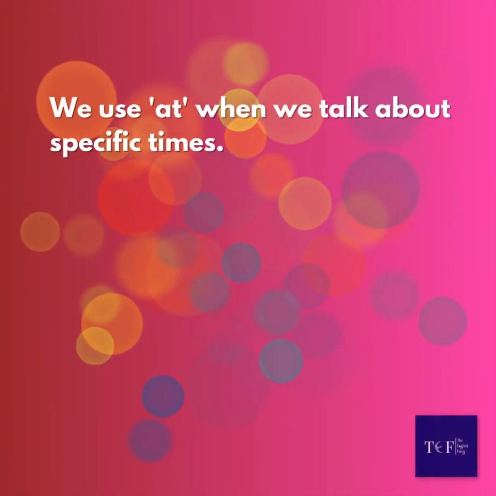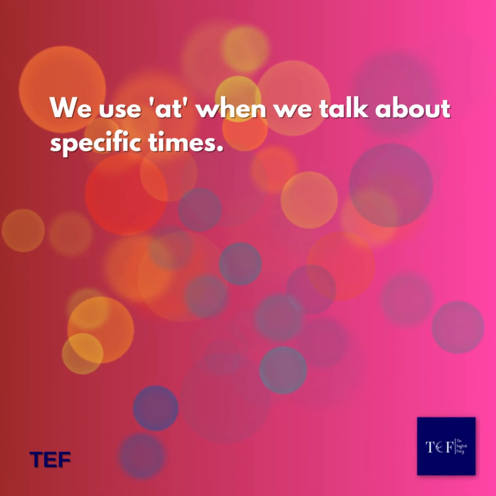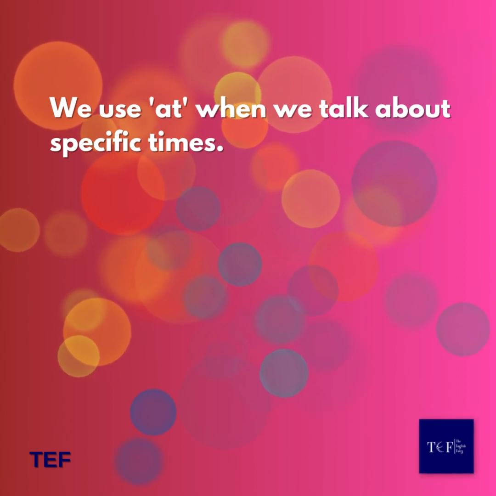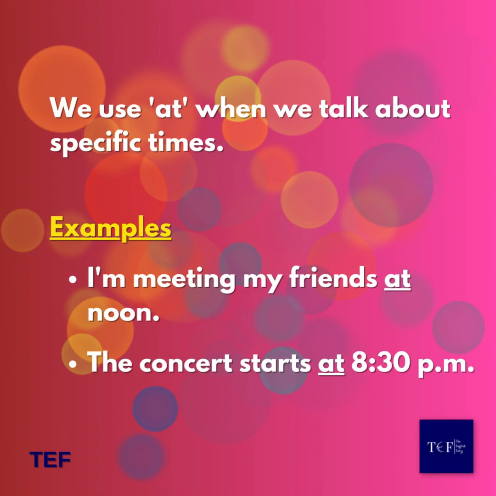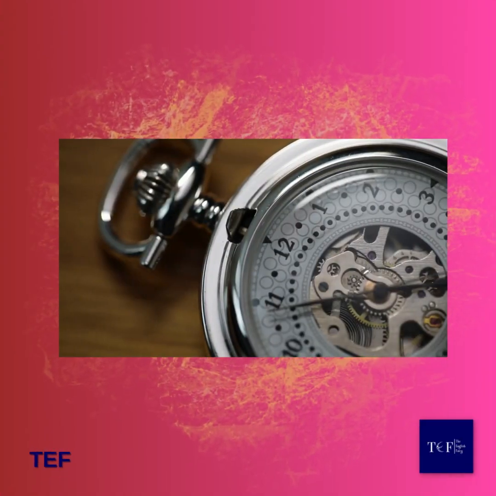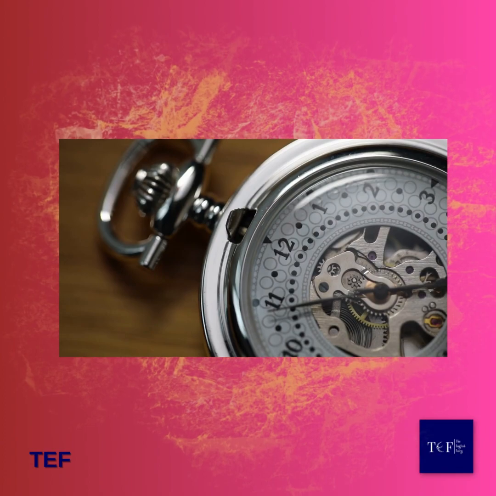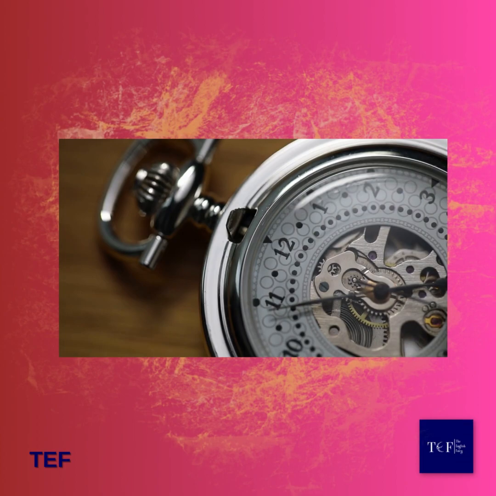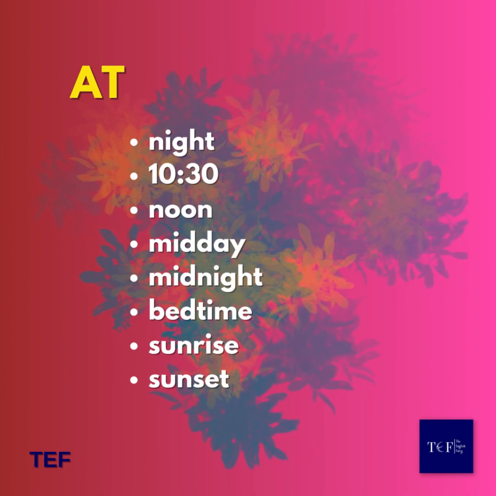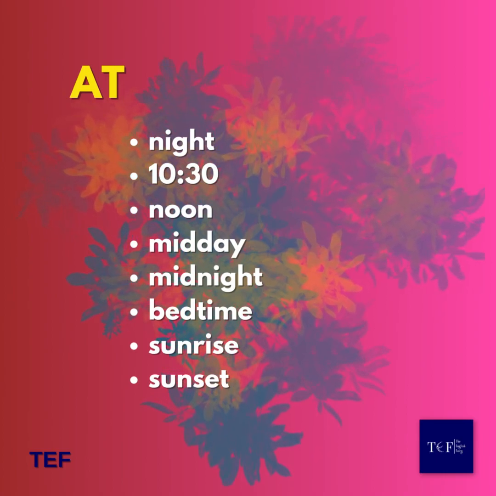And finally, we have at. We use at when we are talking about specific times. For example, I'm meeting my friends at noon. The concert starts at 8:30 p.m. At is like a stopwatch that measures a specific moment in time. Like when you're competing in a race and you're trying to beat your personal best time. Awesome! Here are some more examples for when to use at.